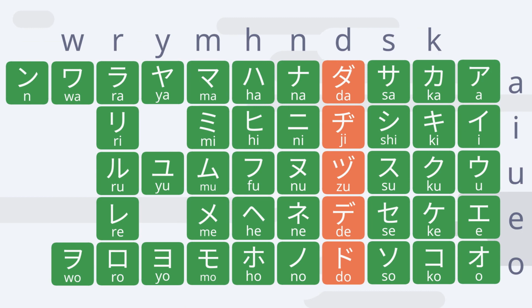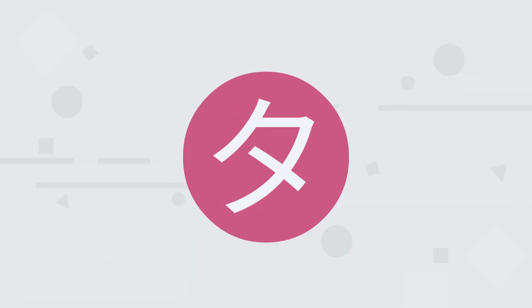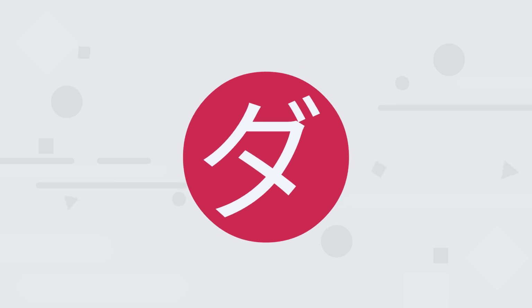In this lesson, we'll learn the characters DAZZUDEDO. To review, what is this character? Ta. How would you read this character? Da.